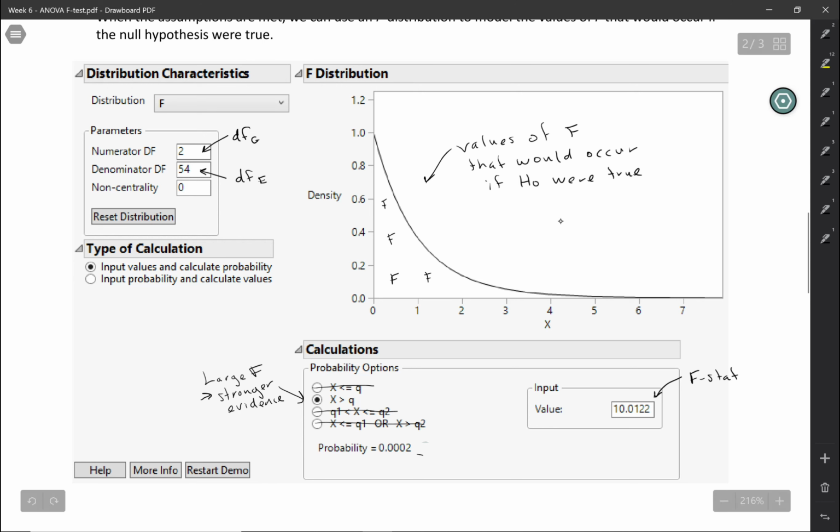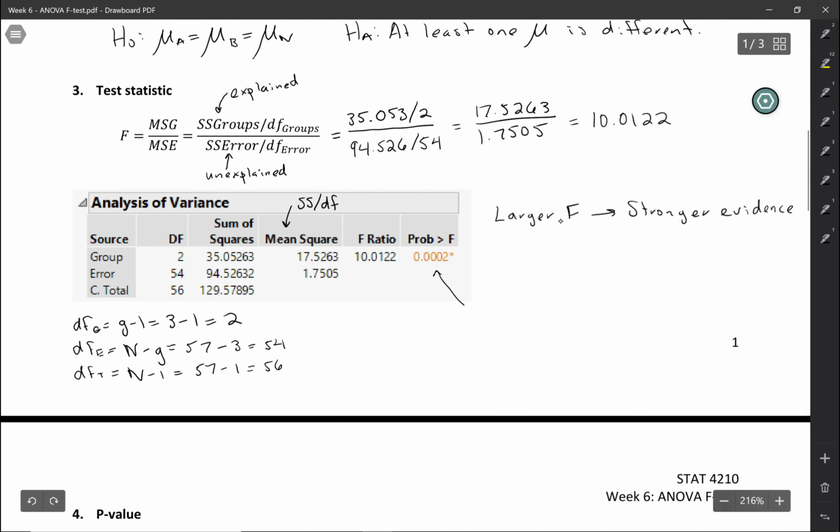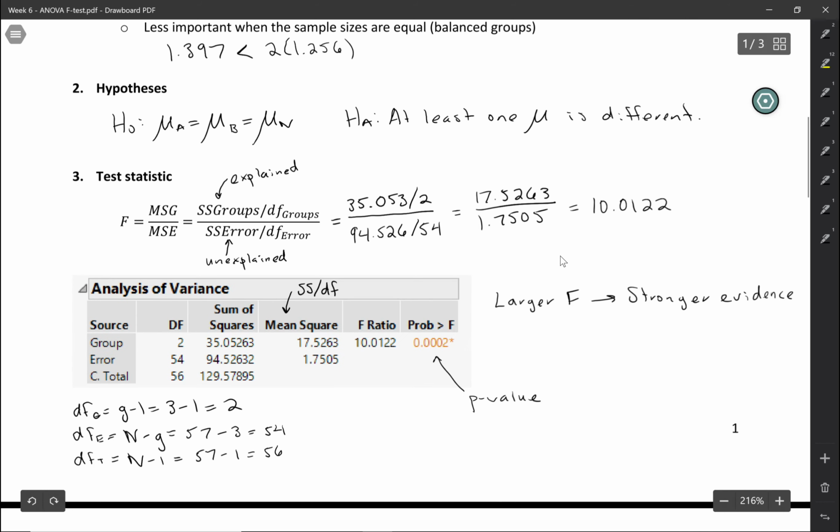And when we put all this in and it gives us a probability, that's the p-value. It's the probability of getting our F statistic or something more extreme if the null hypothesis were actually true. And we can see that this matches the p-value given to us in the ANOVA table, where it's labeled as the probability greater than F because it's the chance of getting our F statistic or greater. So in practice, it makes more sense just to use the p-value from the ANOVA table, but I do think it's good to know where that value comes from.